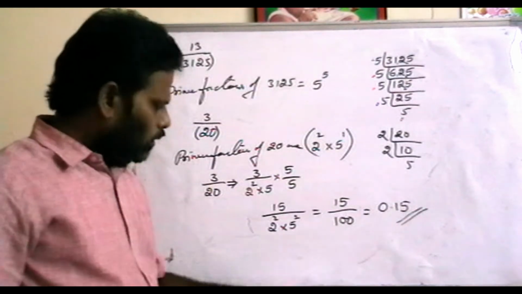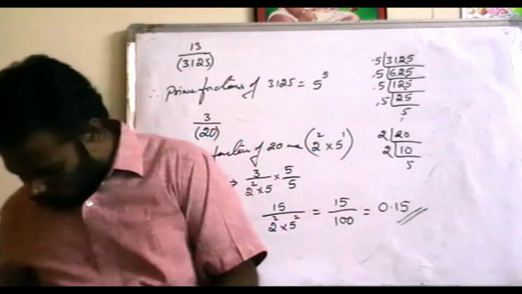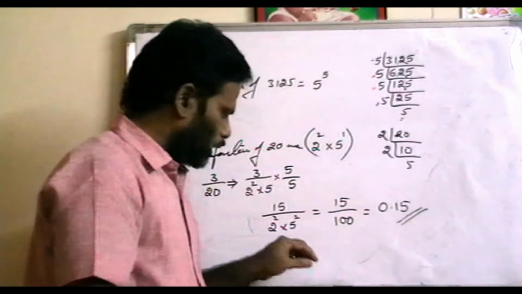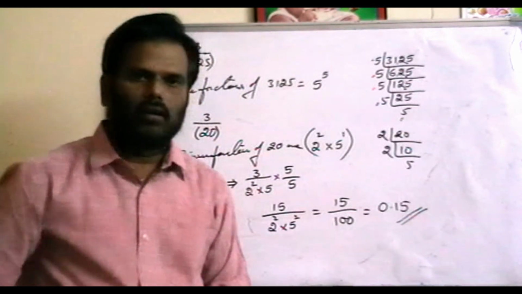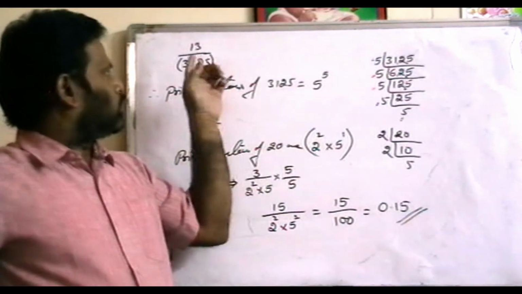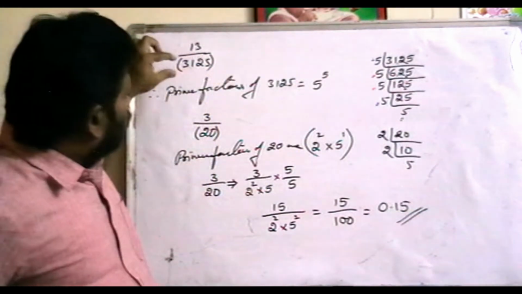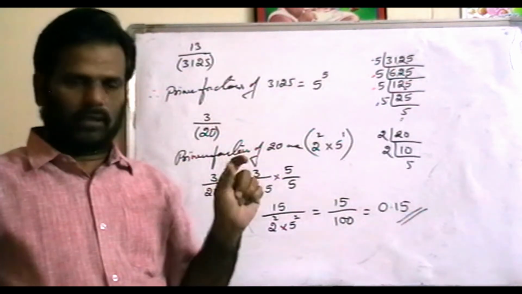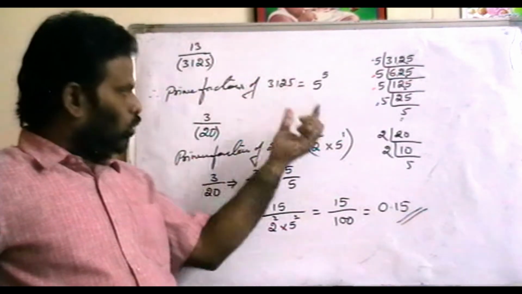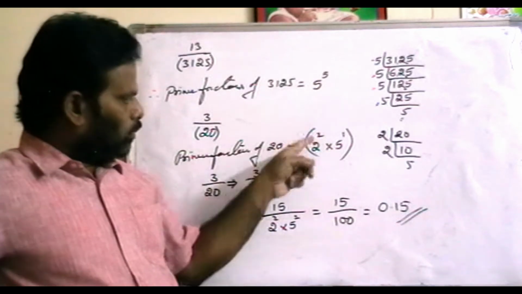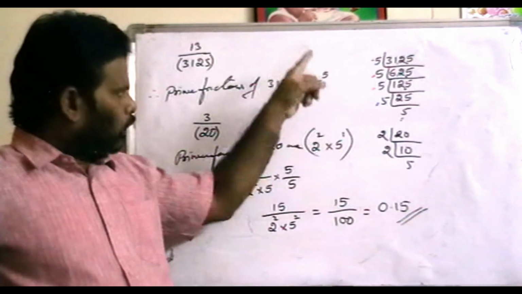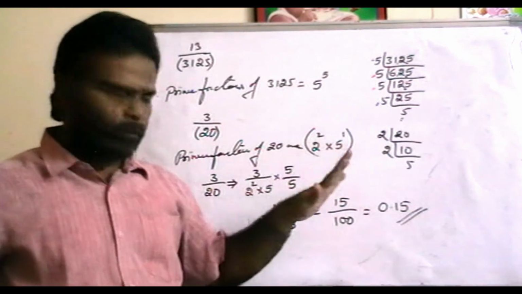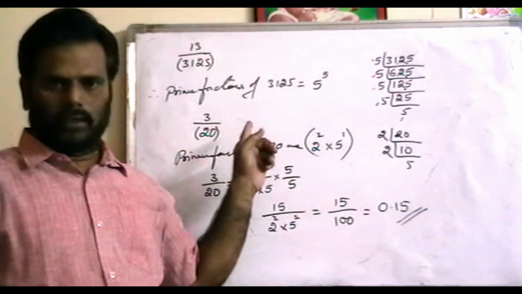Simple. So to decide whether it is a non-terminating decimal or a terminating decimal, this depends on the prime factors of the denominators only. Whether they are only 2 power something, or only 5 power something, or both 2 and 5 prime factors are there, no problem. It is a terminating decimal.